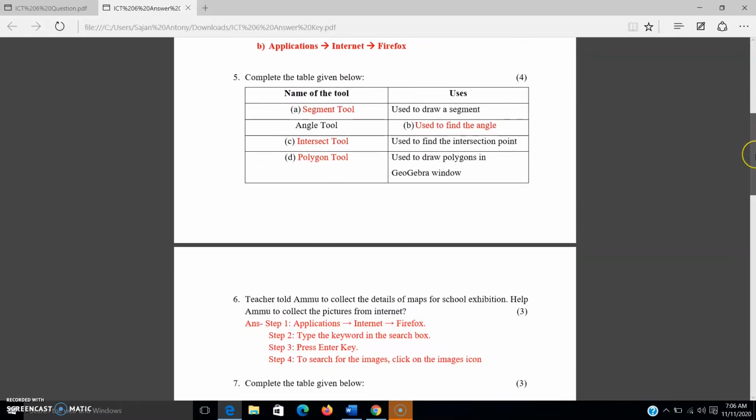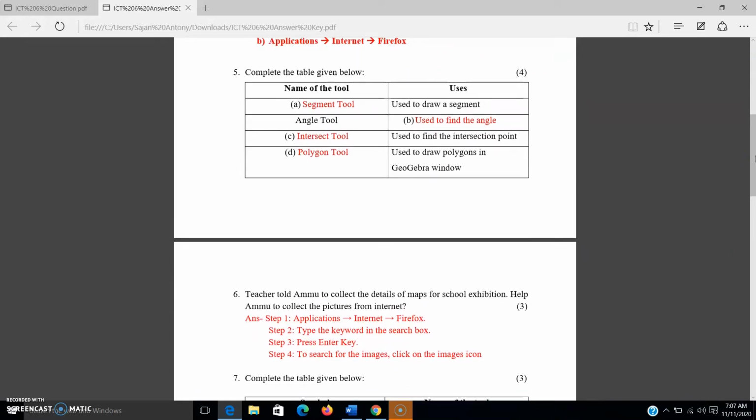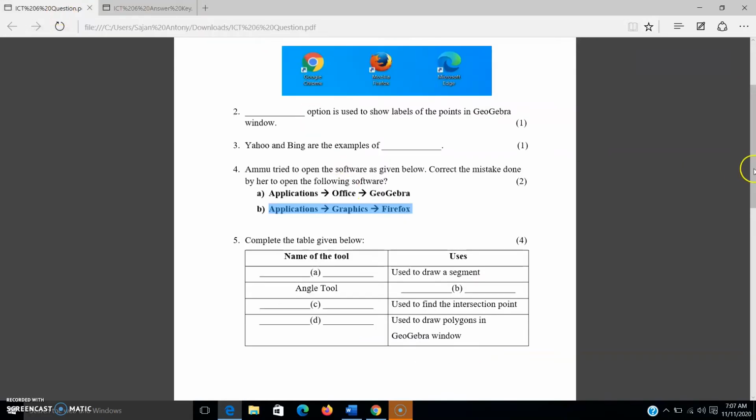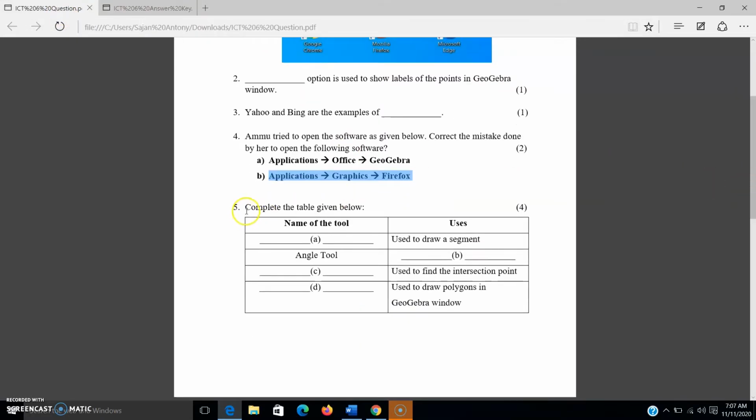Now, the fifth question is a table. So I'll show in the question paper. Here you can see the fifth question. Complete the table given below. The left side is the name of the tools and the right side is the uses of these tools.